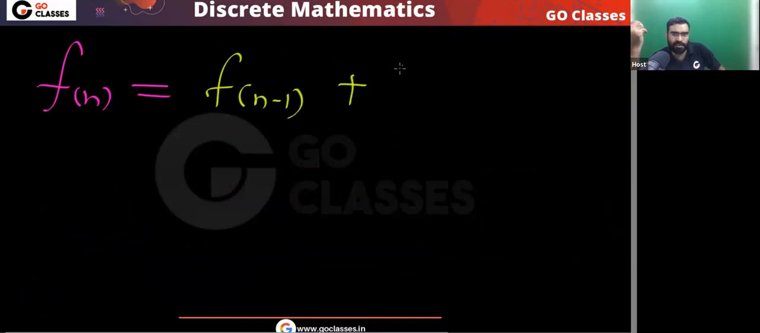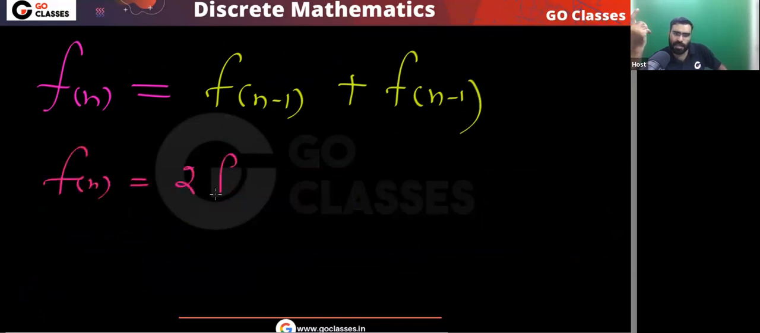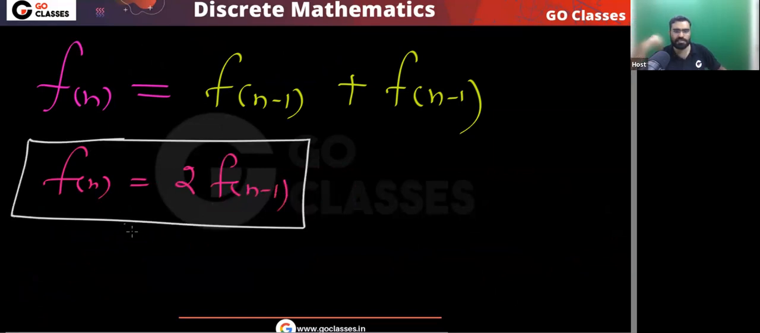So your answer will be what? Fn equal to, if I take n, then from the remaining elements, I will create a subset. And if I don't take n, then also from the remaining elements, I will create a subset. So your recurrence relation will be what? That will be Fn equal to 2Fn minus 1. Please tell me, did you understand this?